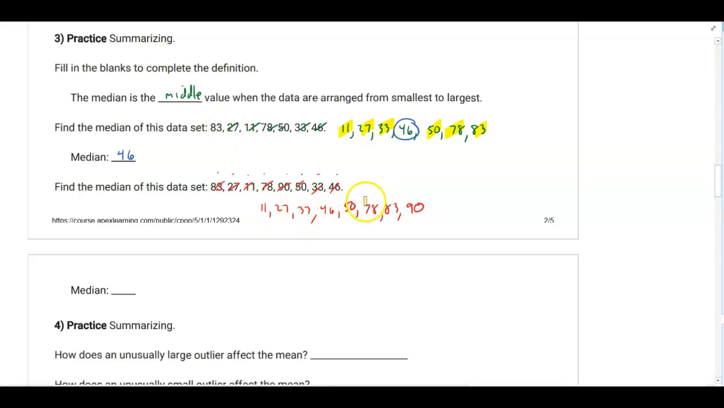So when I take one off each end until I get to the middle, I notice right away I have two middles here. So if I have two middles, what I have to do is add those values together and then divide by 2. So this gives me 96 divided by 2, which is 48. Okay, so the median here would be 48.